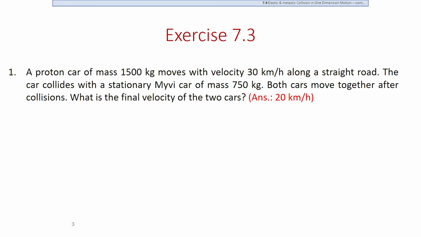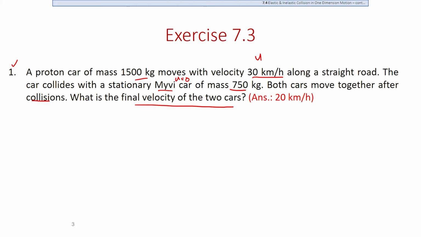Okay students, let's do exercise 7.3. Question number 1. A Proton car of mass 1500 kg moves with an initial velocity of 30 km per hour along a straight road. The car collides with a stationary MyVi car of mass 750 kg. Both cars move together after the collision. So what is the final velocity of the two cars?